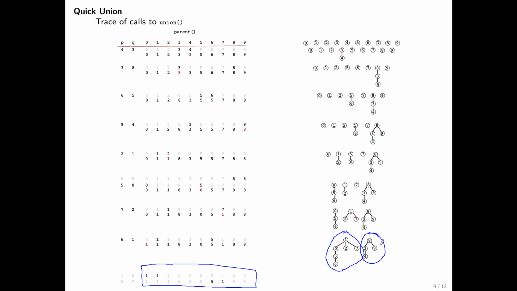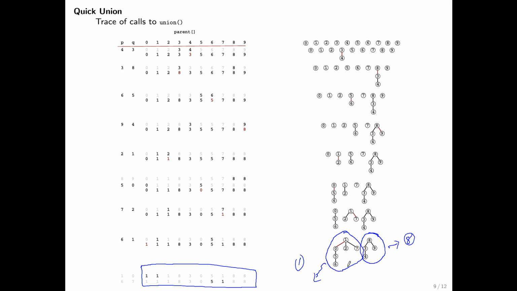Now, before we move on, what is the component identifier of this particular component? Well, for any node in this component, find of that node is simply going to return 1. So that's how find works. And for any particular node in this component, find is going to return 8. So the component identifier of this component is 8, the root of this tree, and the component identifier of this guy here is 1, the root of that tree, right?